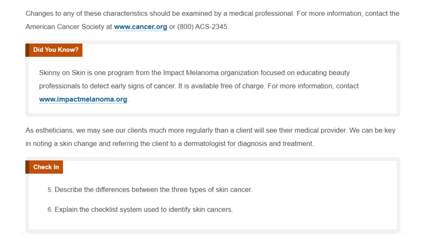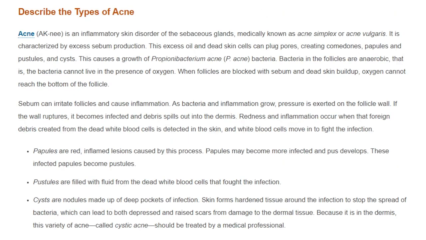Check in. Describe the differences between the three types of skin cancer. Explain the checklist system used to identify skin cancers. Describe the types of acne.